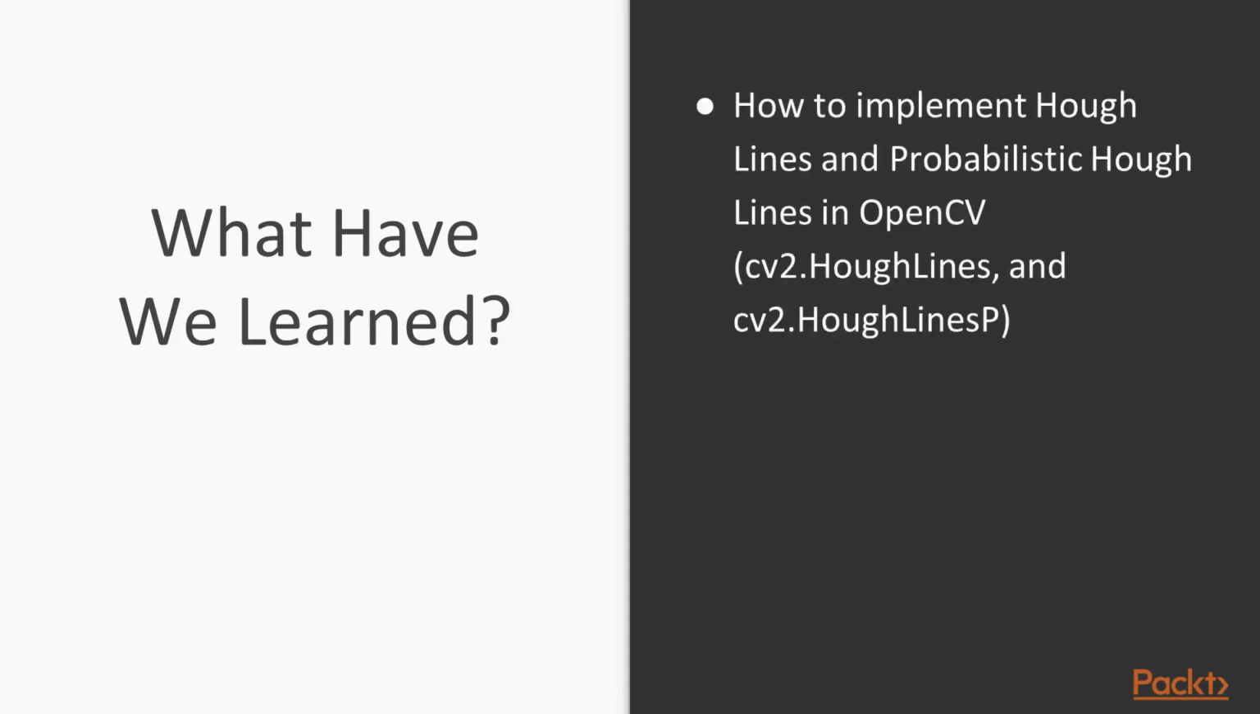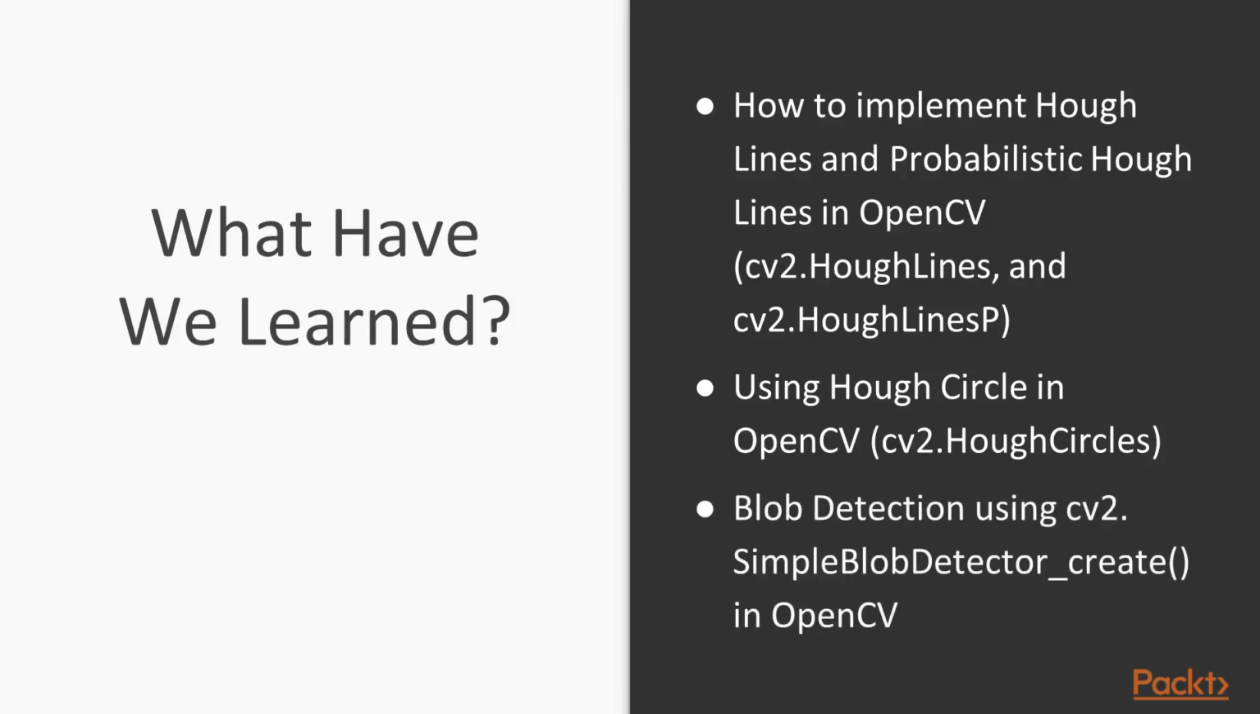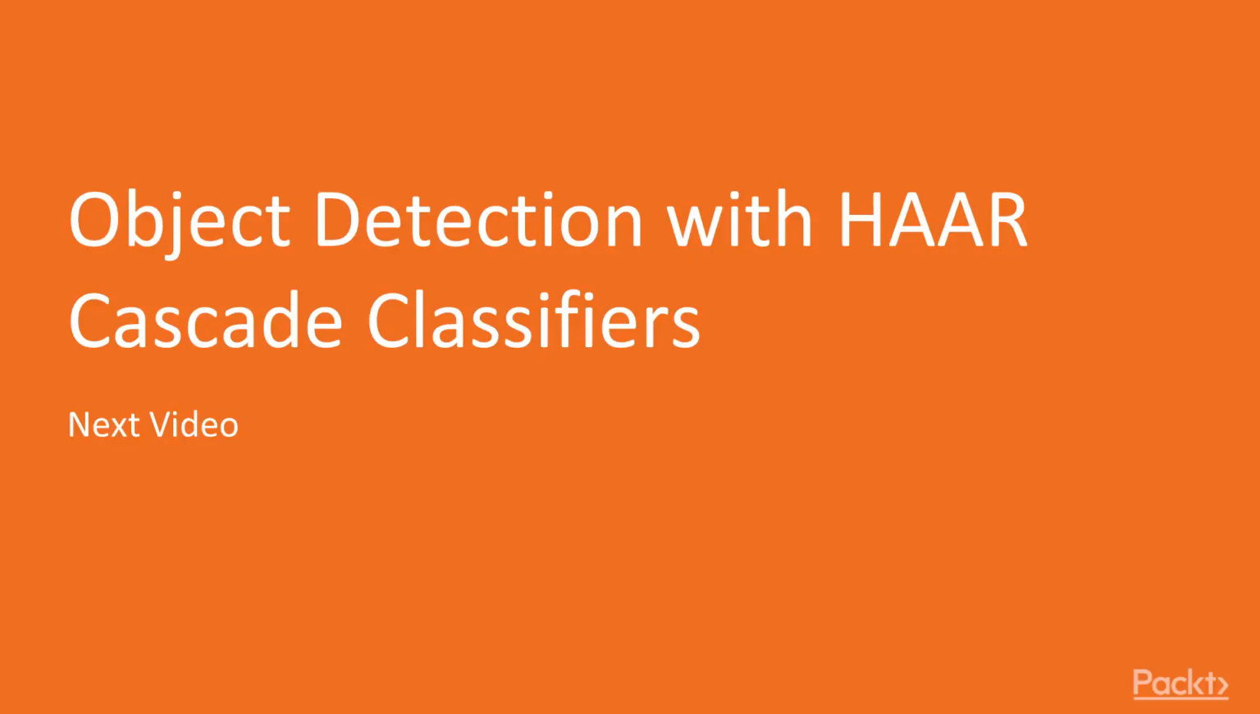So now just to summarize what we've basically learned: how to implement Hough lines and probabilistic Hough lines in OpenCV. We've learned how to use Hough circles as well. And we've learned how to use blob detection in OpenCV by creating a detector by making it with SimpleBlobDetector_create.